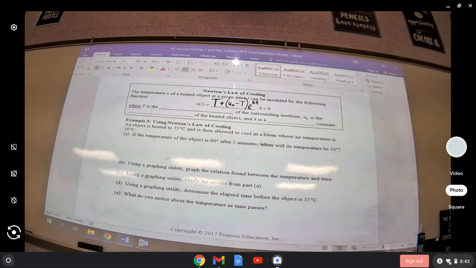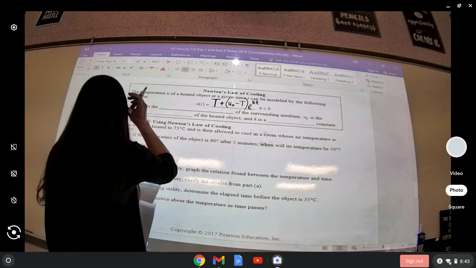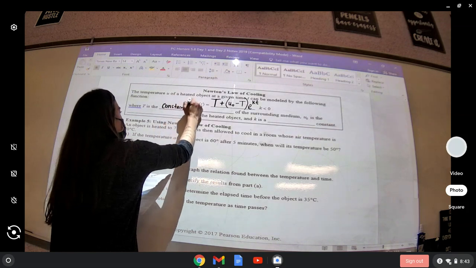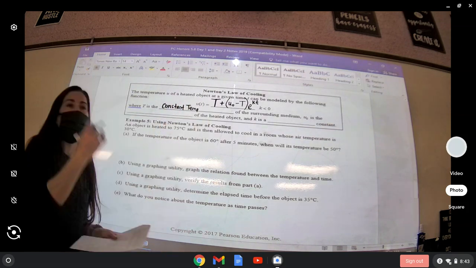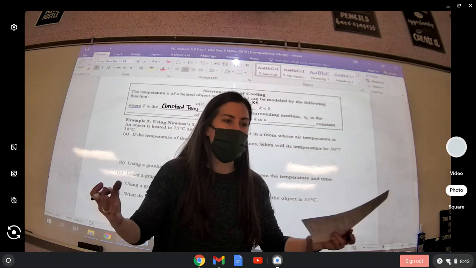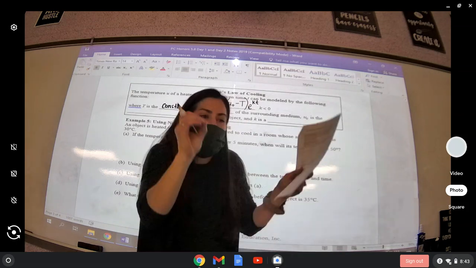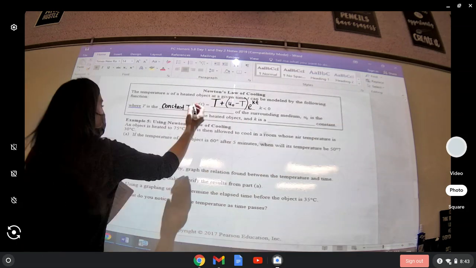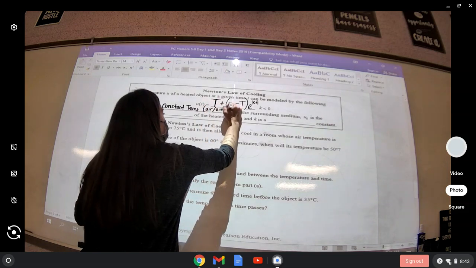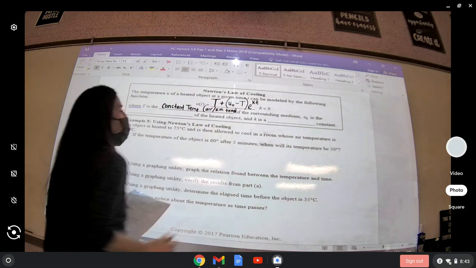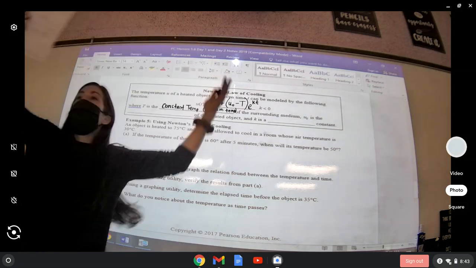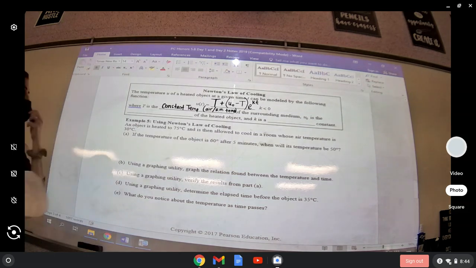All right, where capital T is the constant temp. So guys, think of that variable. It is going to be the air temperature in the room that the object is cooling in. That's like your air temp, your room temperature. So it's the constant temp of the surrounding medium, right? Like the surrounding room, the surrounding air.